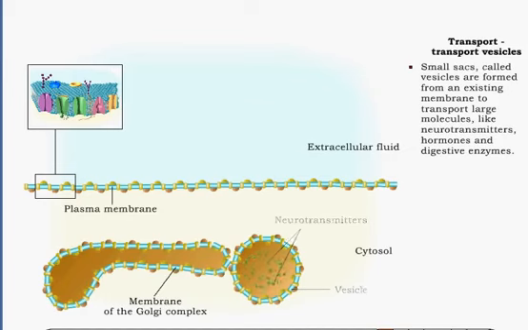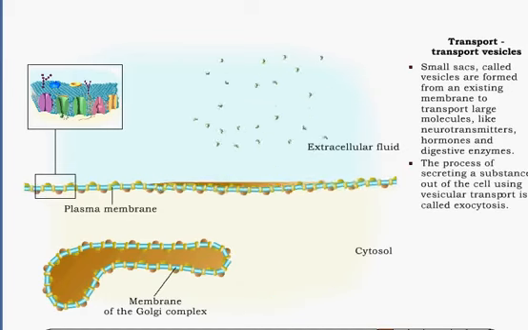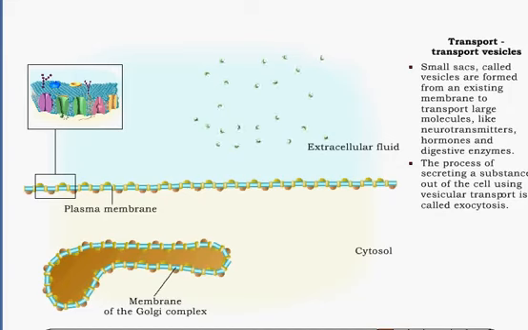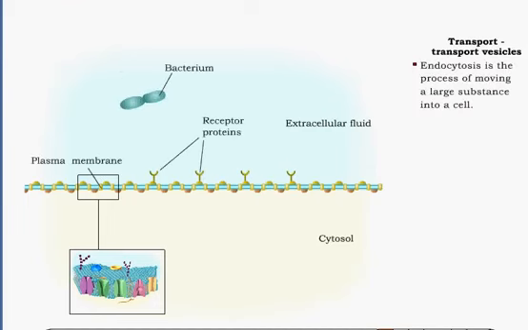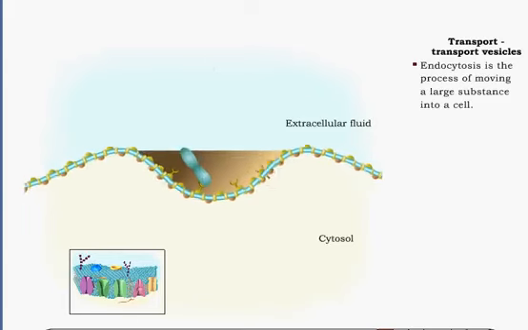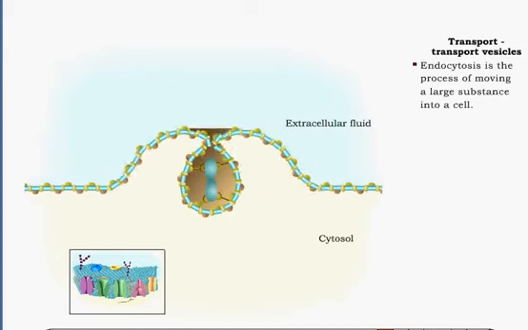The process of secreting a substance out of the cell using vesicular transport is called exocytosis. Secretion of neurotransmitters or hormones is an example of this process. If a substance is moved into the cell using vesicular transport, the process is called endocytosis. Phagocytosis, the ingestion by a cell of large particles or cells, such as bacterium, is an example of this process.